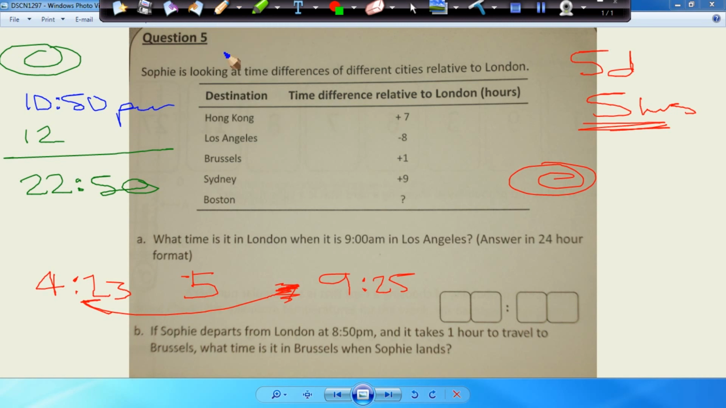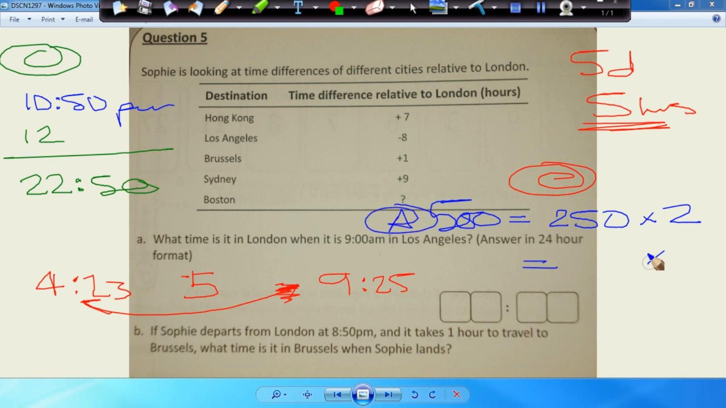So we said the adult price was $2.50. We have 2 adults. So 250 times 2 will give us 500. That's the adult price. Put A there. Now, how many children are going? 1, just Sophie. Her ticket price is 199. So 199 times 1 is 199. That's the child price. That's adult and that's child.